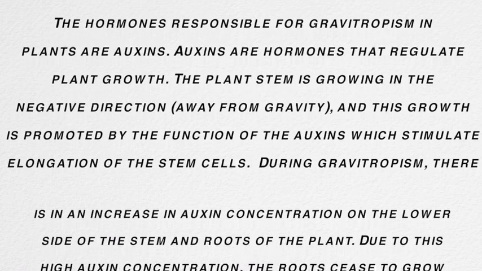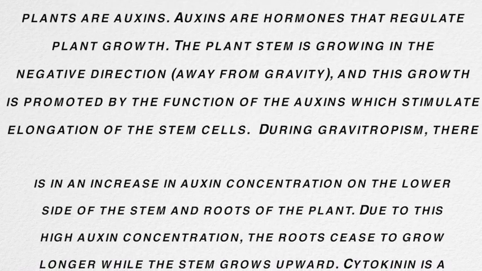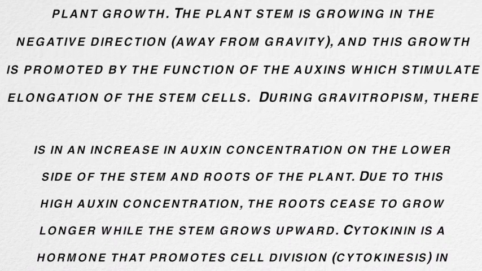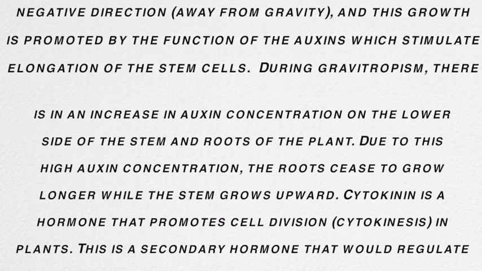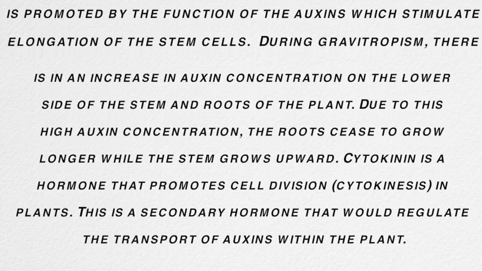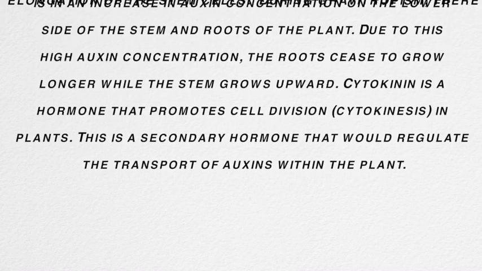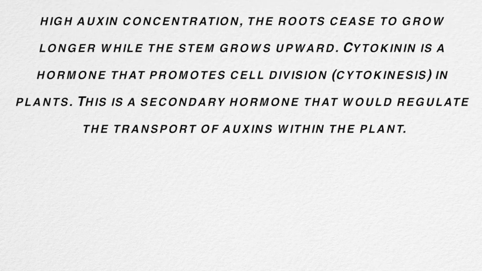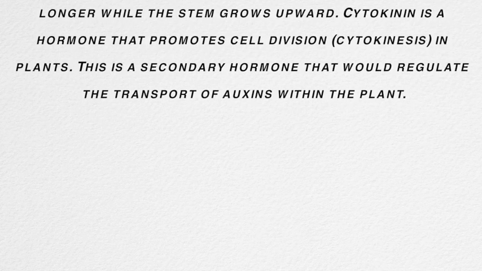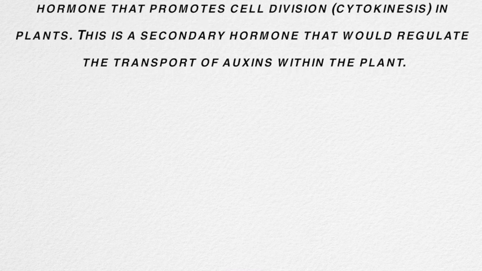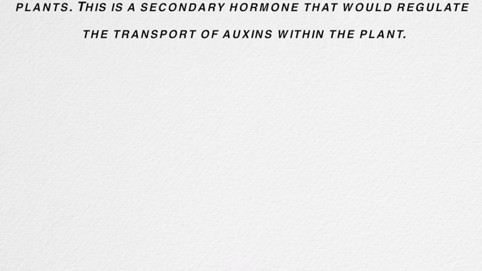During gravitropism, there is an increase in auxin concentration on the lower side of the stem and roots of the plant. Due to this high auxin concentration, the roots cease to grow longer while the stem grows upward. Cytokinin is a hormone that promotes cell division, or cytokinesis, in plants. This is a secondary hormone that will regulate the transport of auxins within the plant.